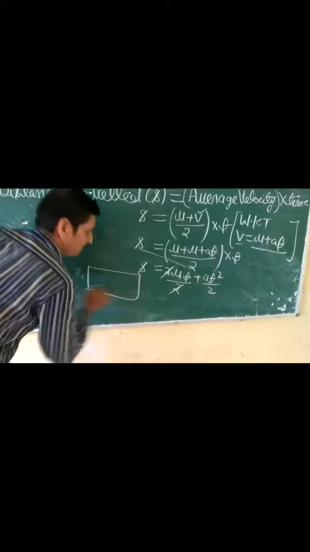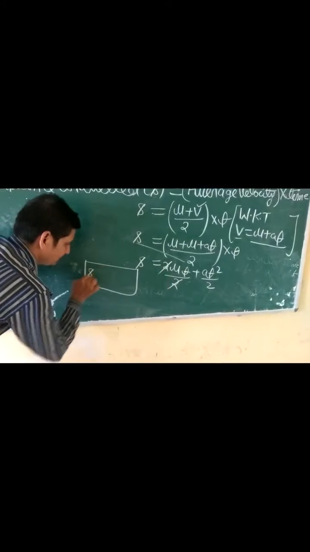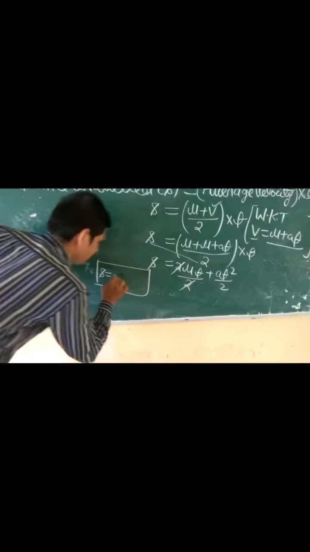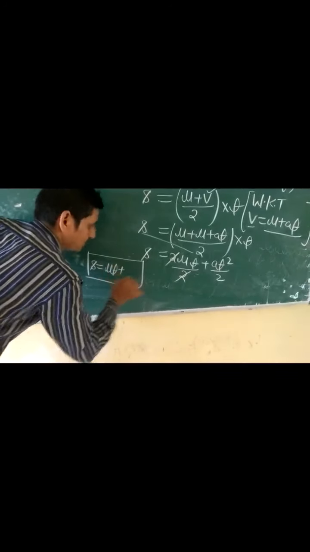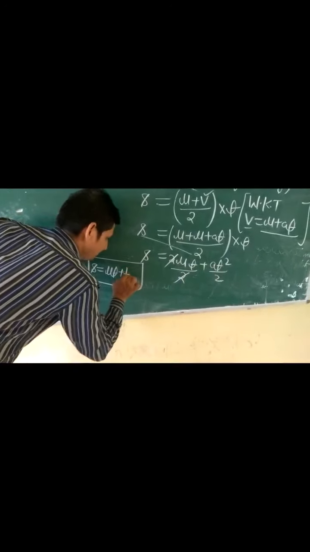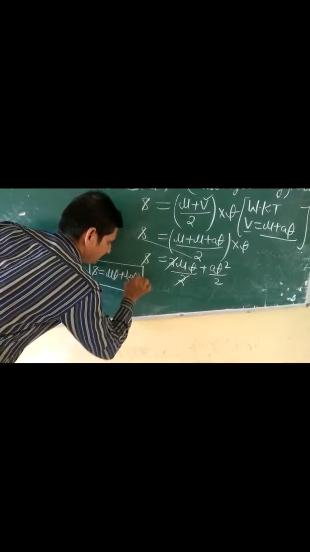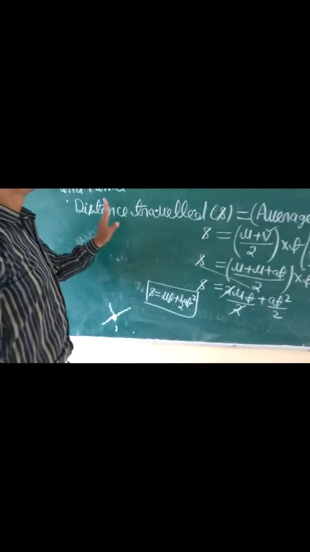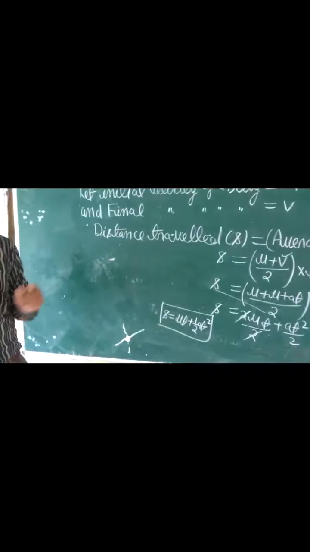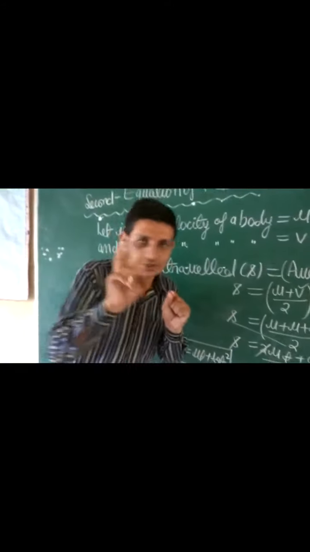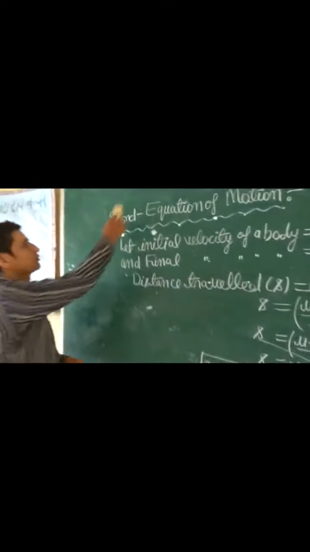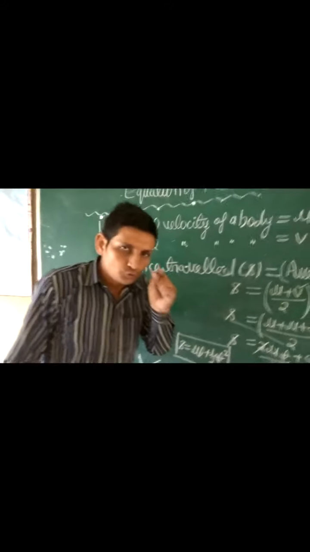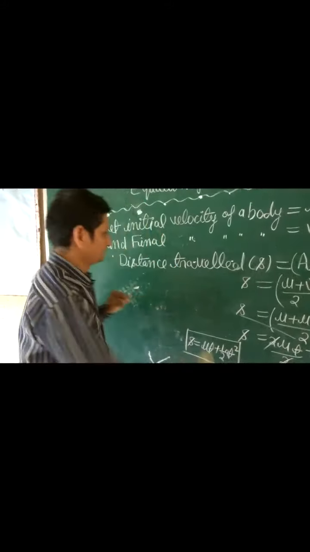We get finally s is equal to ut plus half at square. This is the proof of the second equation of motion. Now student, I am telling you the third equation of motion. The third equation of motion is v square is equal to u square plus 2as.